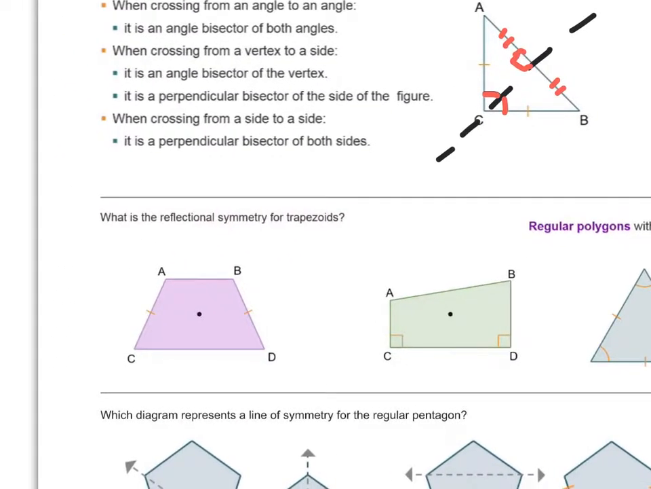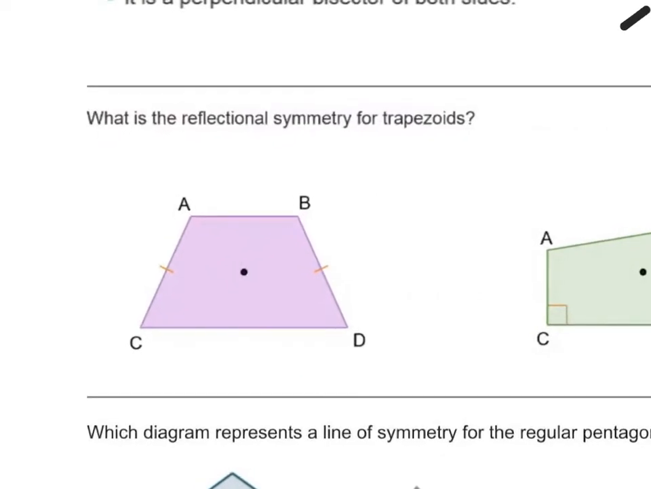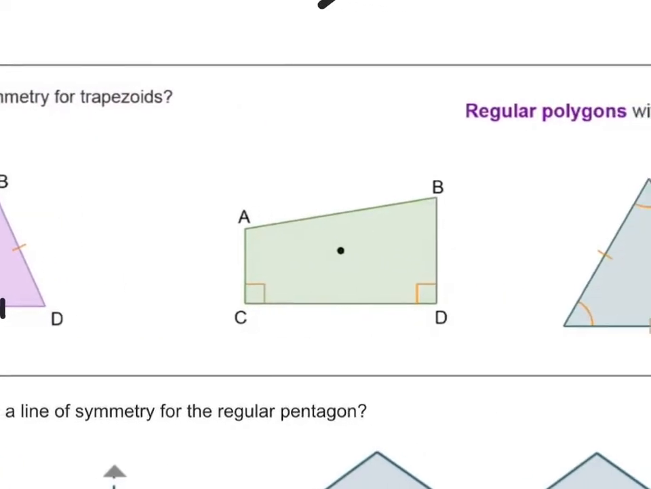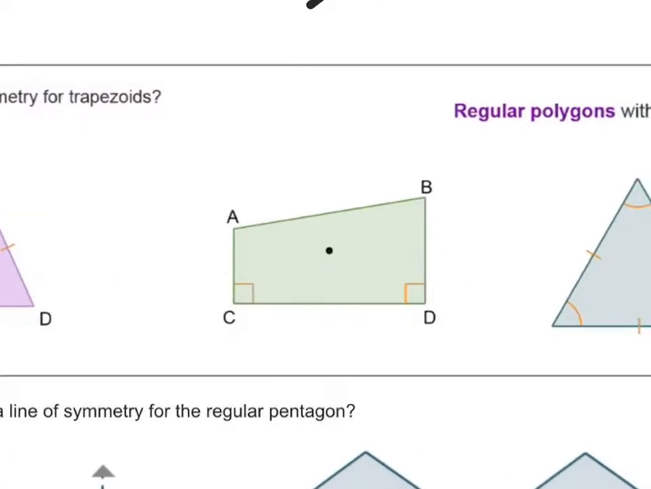It says, what is reflectional symmetry for trapezoids? So what I want to look at is where do I have symmetry in this figure? In this figure, I only have one line of symmetry, and that's going to be straight down the middle here. That's going to create two congruent parts here, two congruent parts here, and it's going to form a right angle on that one. Over here, this one has no line of symmetry. Some figures just aren't symmetric.